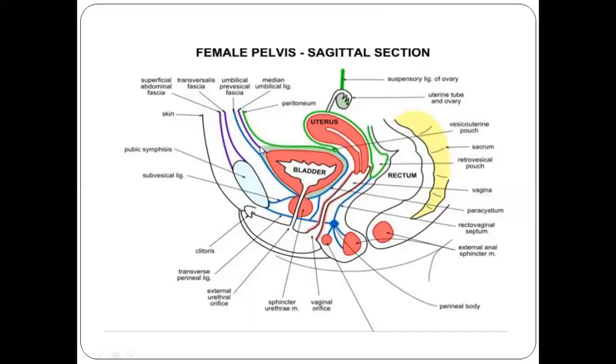This is the median umbilical ligament. This is the bladder. This is the external urethral sphincter, in case of female. This is the internal urethral sphincter, and this is the uterus, which lies over the superior surface. This is the cervix, and this is the vagina downward, and posteriorly we have the rectum.